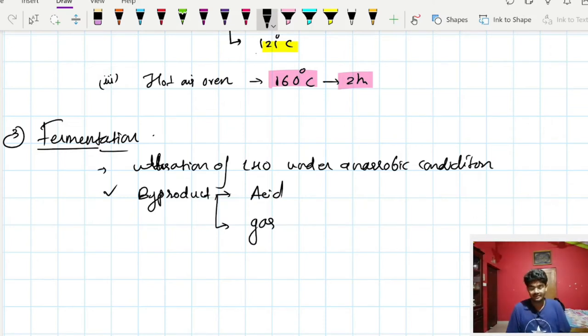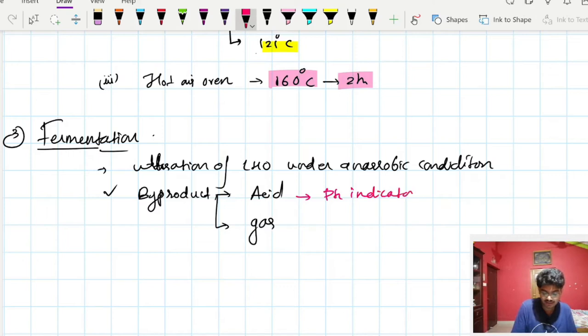For example, in lactose fermentation, there will be lactic acid, right? If there is acid, we use a pH indicator in the culture media to identify whether acid has been produced or not, and we use a Durham's tube to identify whether gas has been produced or not.